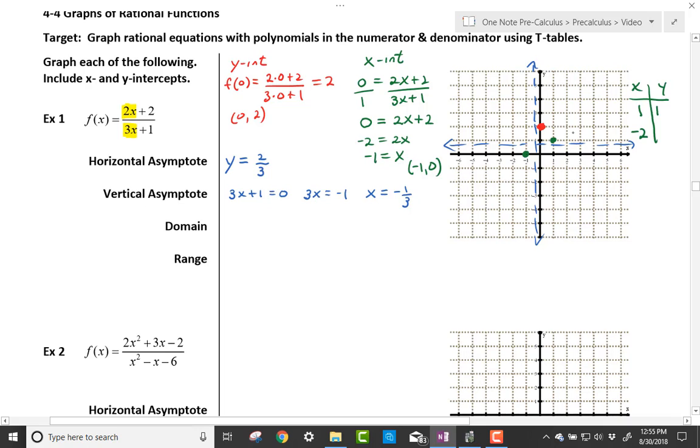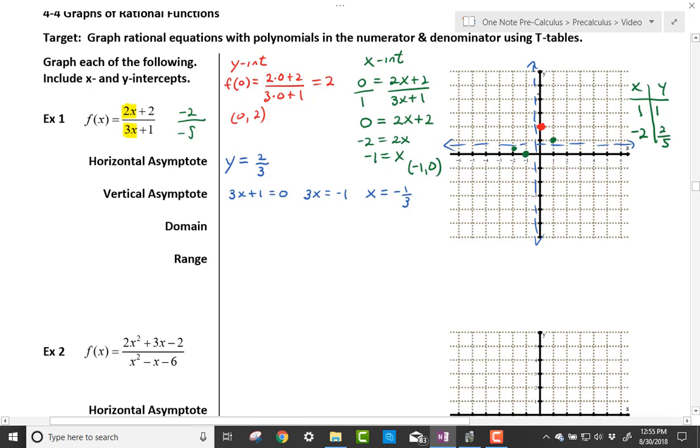All right. If I do negative 2, well, let's just do it over here on the left. That'd be 2 times negative 2 is negative 4. Negative 4 plus 2 would be negative 2, over 3 times negative 2 is negative 6 plus 1 is negative 5. I get 2/5, positive 2/5. So negative 2 gives me positive 2/5.